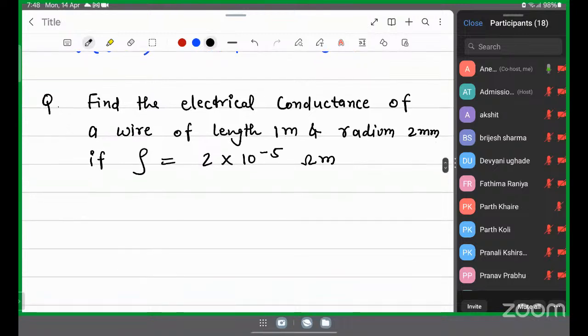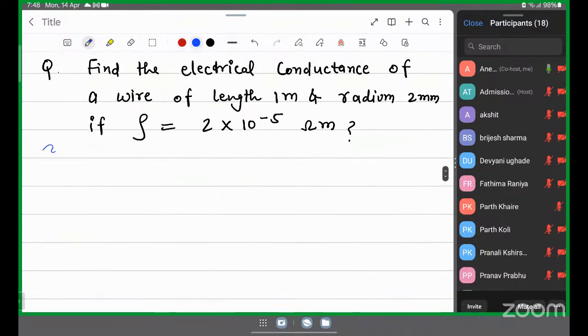So how will you solve it? First of all, what is electrical conductance? Yes? Anyone? What is electrical conductance?